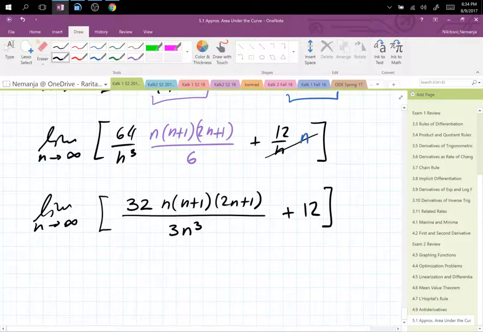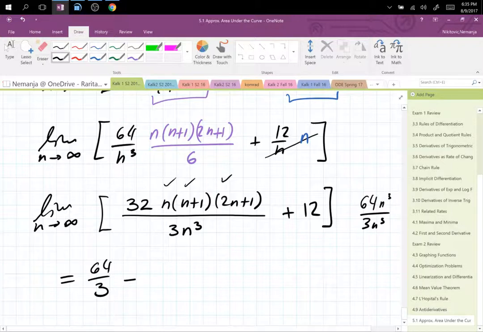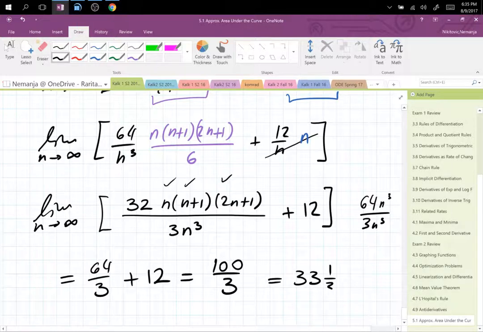Now observe that the leading term, when you FOIL all of this, is 2n cubed, times 32 becomes 64n cubed, divided by 3n cubed. You know when you take the limit as n goes to infinity that n cubed over n cubed just gives you 1. So this becomes 64 over 3 plus 12, that's 36 over 3, so 100 over 3. The exact area is 33 1/3.